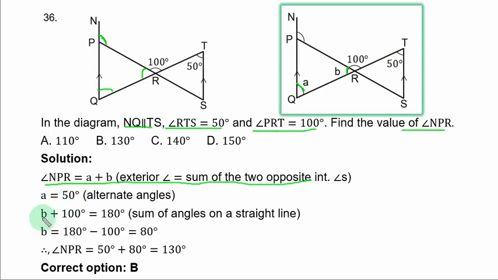Now B plus 100 degrees is equal to 180. Sum of angles on a straight line, and B is equal to 180 degrees minus 100 degrees, and you have 80 degrees. Therefore angle NPQ is equal to A, which is 50 degrees, plus B, 80 degrees. When you add, you have 130 degrees. B is the correct option.